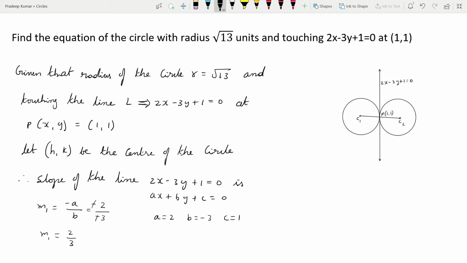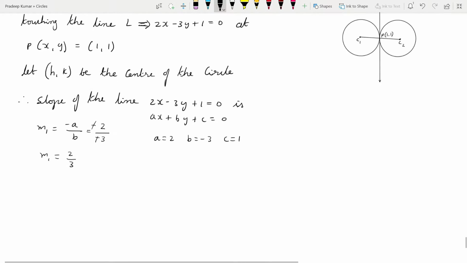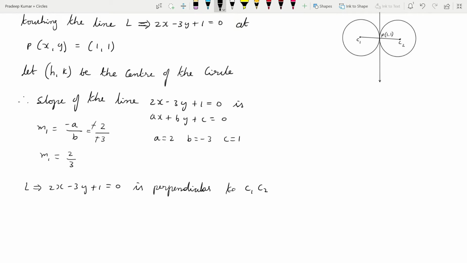As I just said, we will get the perpendicular line, that is c1 c2. So I'll write here L, which is 2x minus 3y plus 1 equal to 0. This line is perpendicular to c1 c2.